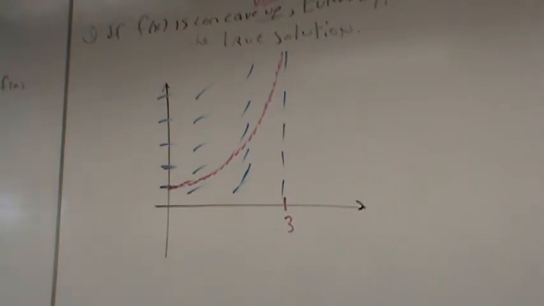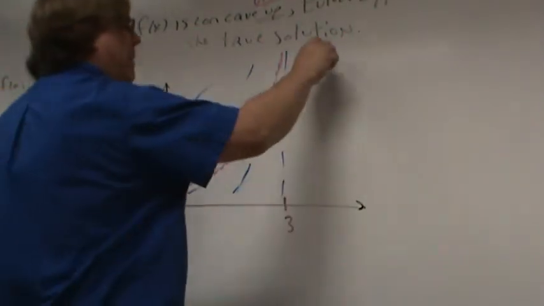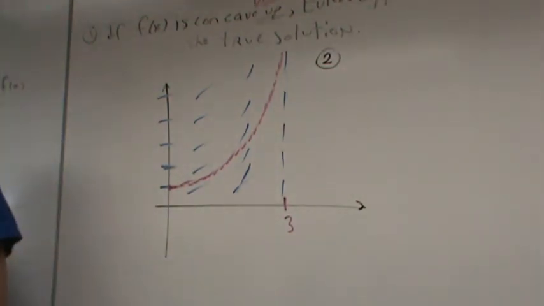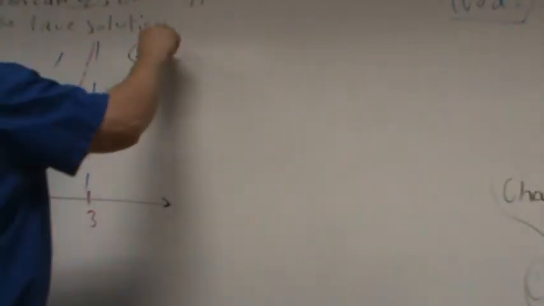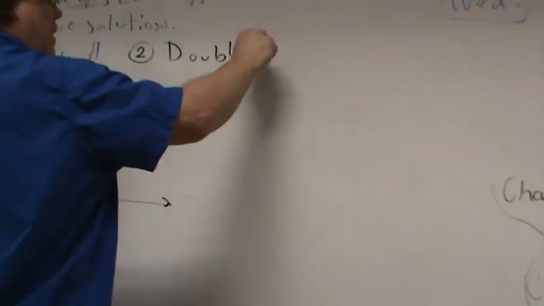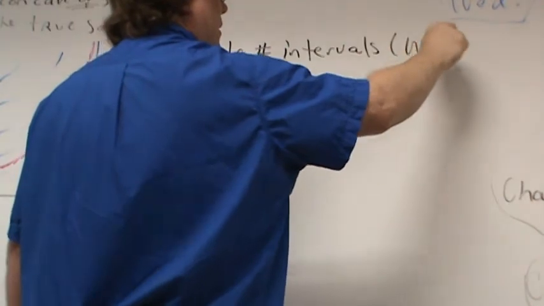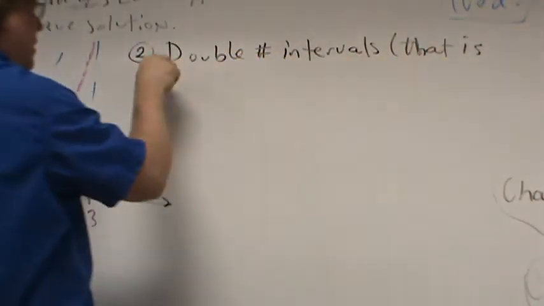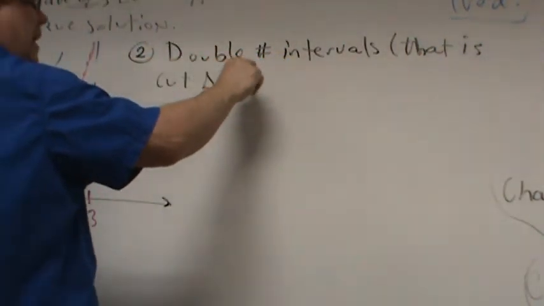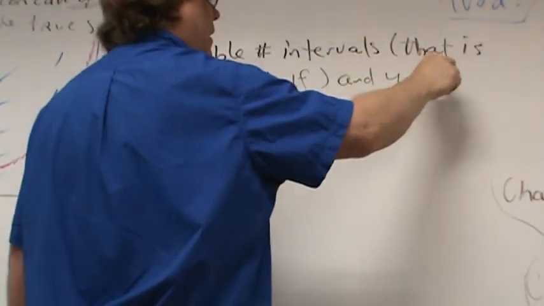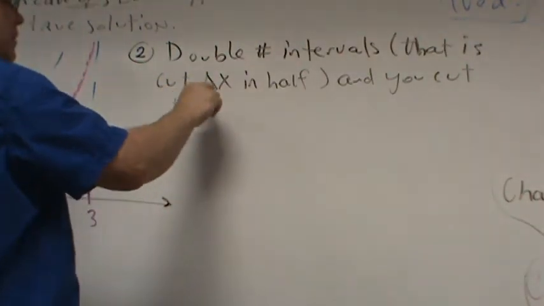Okay. Well, hey, any questions or comments about this? All right, then the second point I want to make, and I already made it when we were going over our homework, is that if you double the number of intervals, you cut the error in half. Double the number of intervals, that is, cut delta x in half, and you cut the error in half.